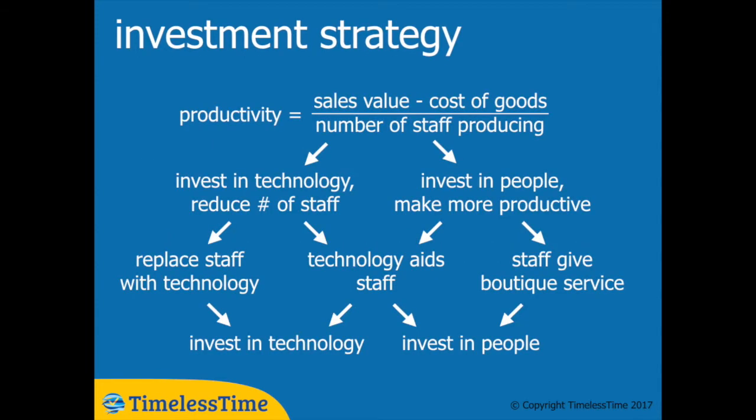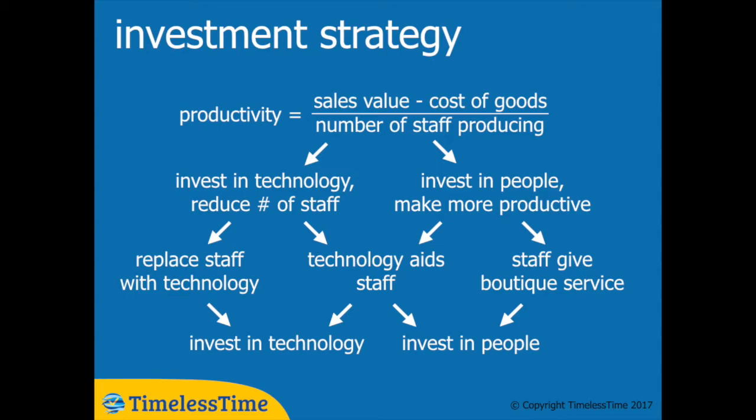So we can either invest in technology, or we can invest in people, or we can do a bit of both. Prospectively, if we invest in technology, we could reduce the number of staff doing a job. That would increase our productivity. We could also invest in technology such that the technology aids the staff doing the job. That means our capability rises. We do more with the same. We could invest in people, simple as that. We could invest in people to make the people themselves more productive with whatever technology they're using.